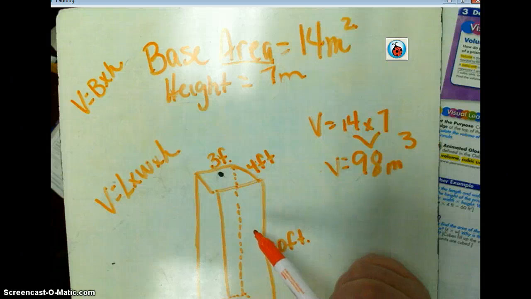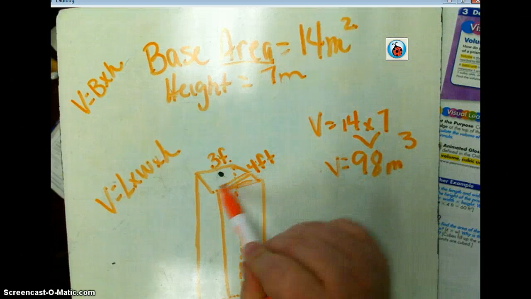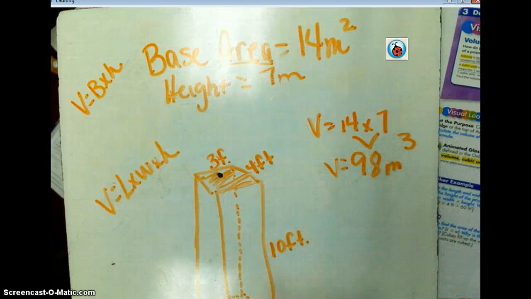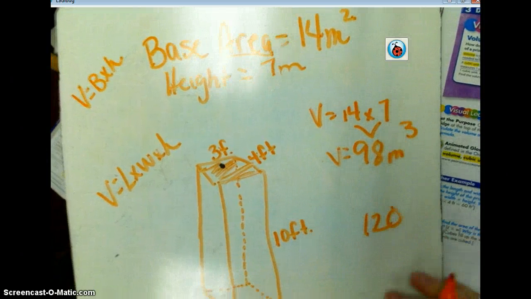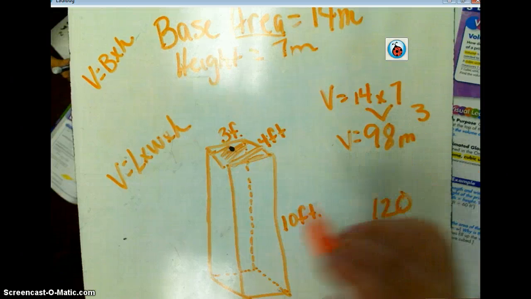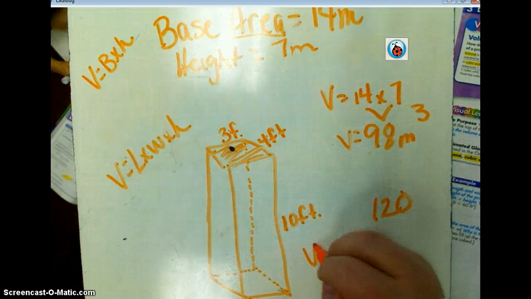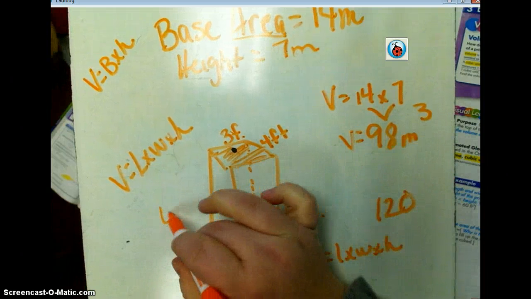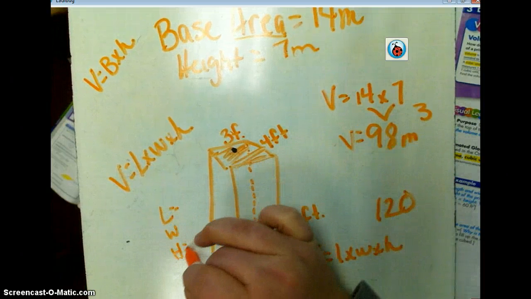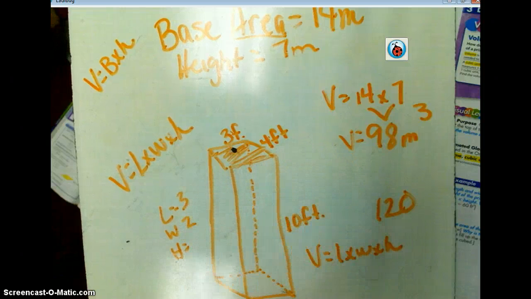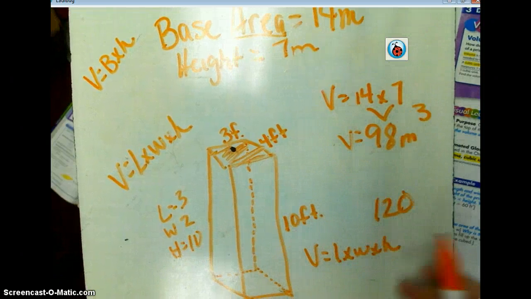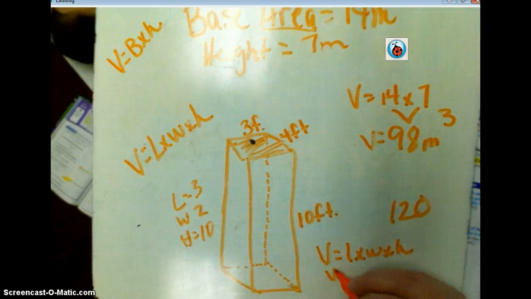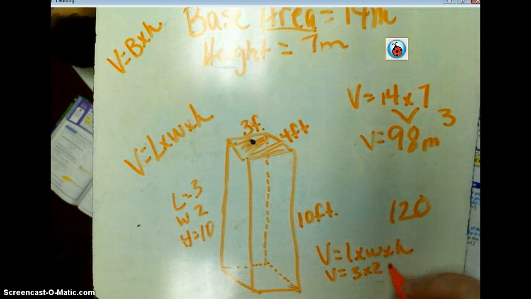When I'm doing the bottom down here, they did not give me the base. Could I figure the base out on my own? Yeah. 3 times 4 is 12. 12 times 10 is? Or I could follow the formula of volume equals length times width times height. L, W, H, 3, 2, and 10. So volume equals 3 times 2 times 10.